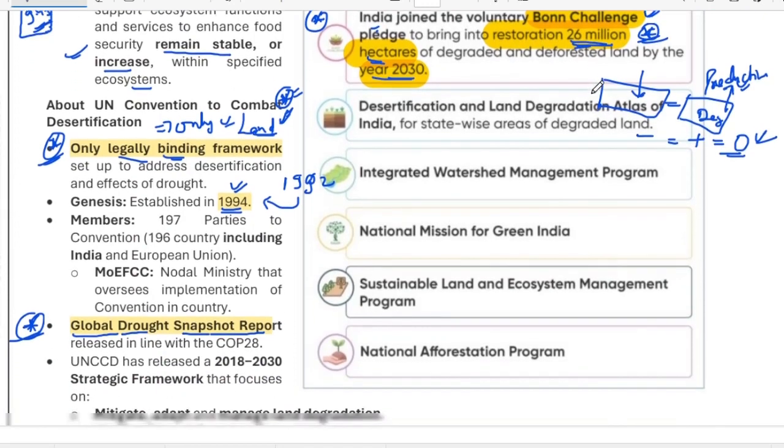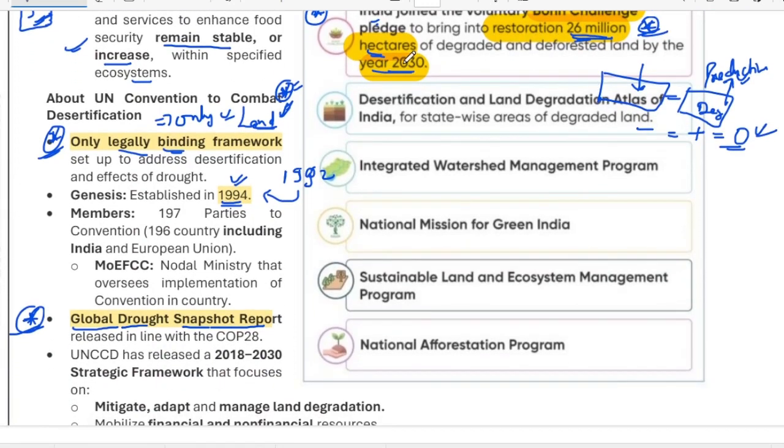Now moving on. Other programs that can be directly or indirectly linked are the National Mission for Green India and the Integrated Watershed Management Program. These are not directly related to land, but some components of these programs affect the land also and increase its productivity. Hence these schemes become important for achieving this target of the Bonn Challenge.